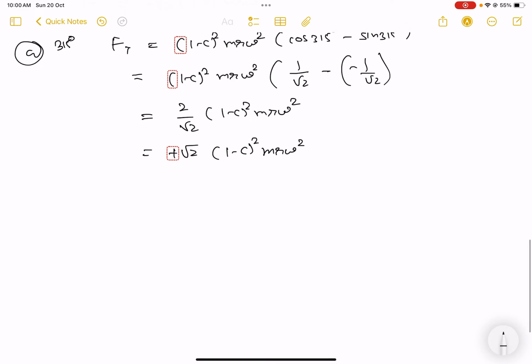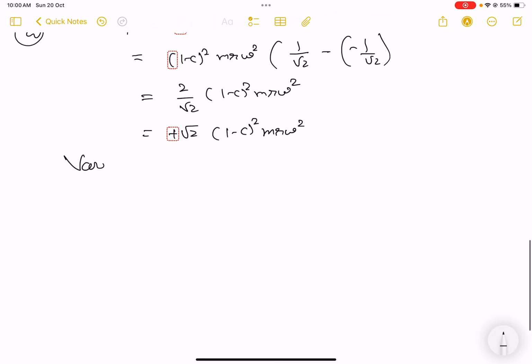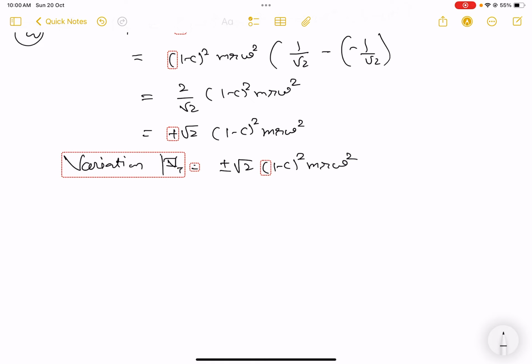And our Ft is the tractive force. So what will be the variation in tractive force? The variation in Ft will be plus or minus root 2 (1 minus c) square mr omega square. So the variation will be from minus root 2 (1 minus c) square mr omega square to plus root 2 (1 minus c) square mr omega square. So this is the variation in tractive force.